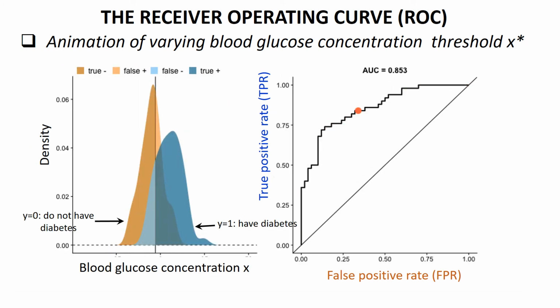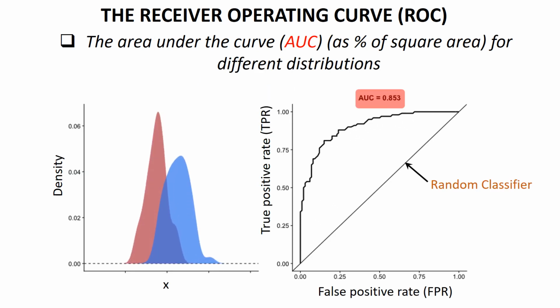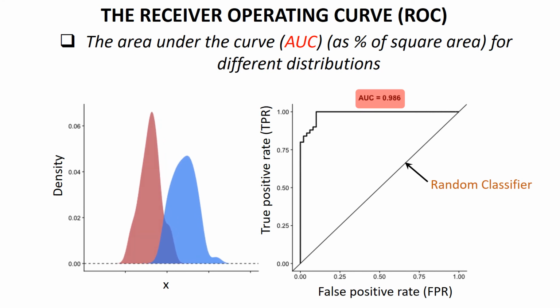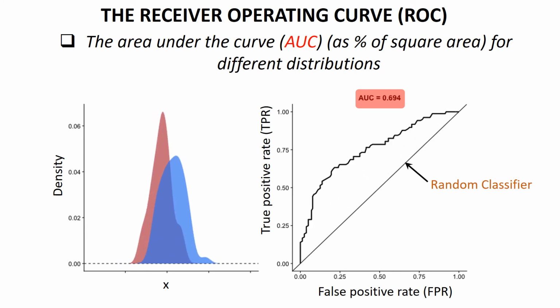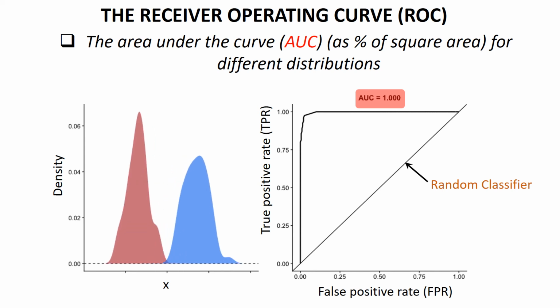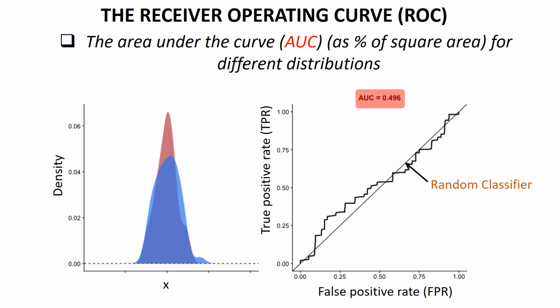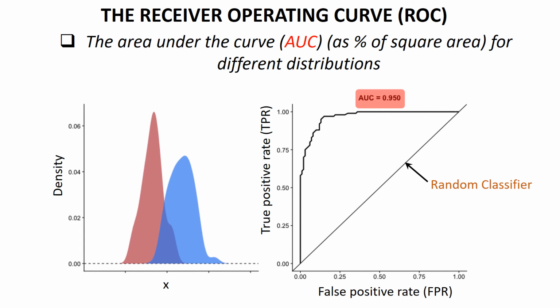So there's an animation of the threshold moving and tracing out the ROC curve with an area under the curve of 85.3%. What I've done here is I've simply changed the distributions, moved them closer and further apart, and you can see how the area under the curve actually changes for obvious reasons as you do that. So when the area under the curve goes to 1, you've got the distributions well separated, and it's very easy to classify who has diabetes and who doesn't have diabetes.